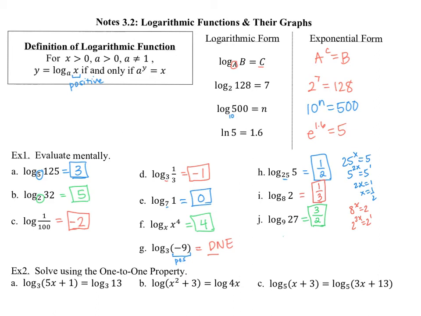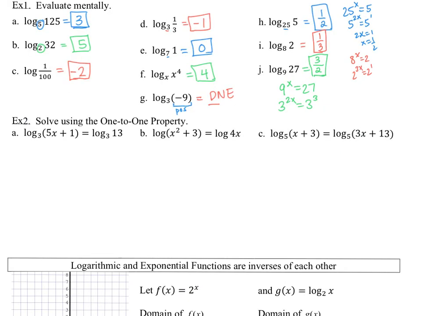If you want to do it the long way, 9 to the something equals 27. 3 to the 2x equals 3 to the third. 2x equals 3. X equals 3/2, so it would equal 3/2 that way as well. For example 2, we're going to solve using the one-to-one property of logarithms.